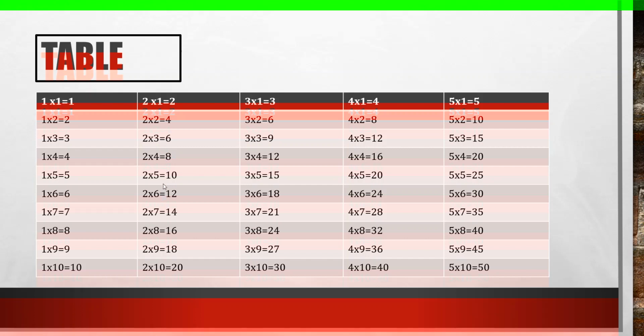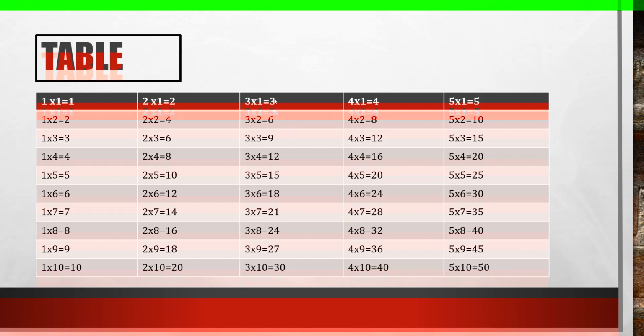2 times 5 is equal to 10. 2 times 6 is equal to 12. 2 times 7 is equal to 14. 2 times 8 is equal to 16. 2 times 9 is equal to 18. 2 times 10 is equal to 20.